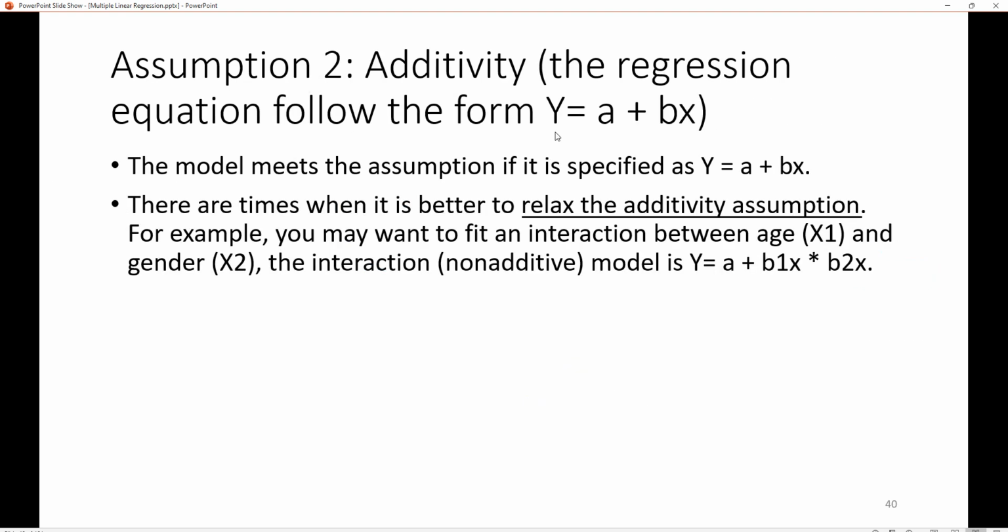Assumption 2 is additivity, and that's the equation y equals a plus bx. The model meets the assumption if it's specified that way. There are times when it is better to relax the additivity assumption. For example, you might want to fit an interaction between age and gender, and in your model it'll look something like y equals a plus b1x times b2x. So we'd multiply the two terms rather than adding them together.